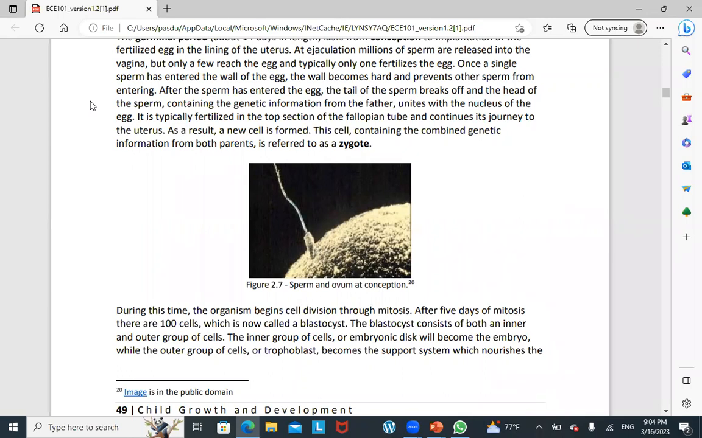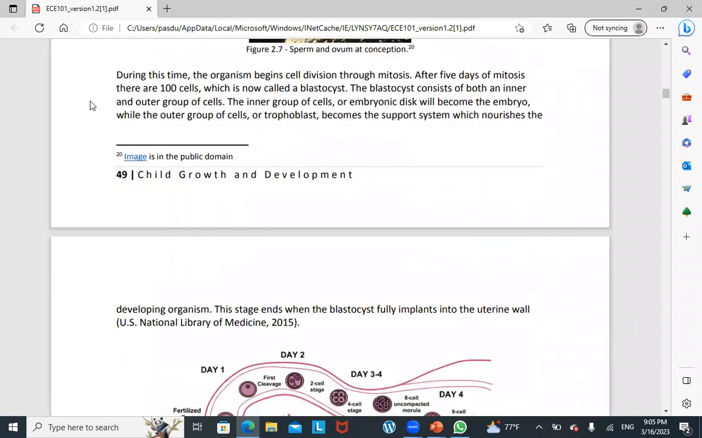This blastocyst consists of both an inner and outer group of cells. Now these hundred cells have an inner set and outer cells. The inner group of cells forms the child, while the outer group of cells forms the supporting system. The inner group of cells, or embryonic disc, will become the embryo, the basic part of the child, while the outer group of cells, or trophoblast, becomes the support system which nourishes the developing organism. This stage ends when the blastocyst fully implants into the uterine wall.